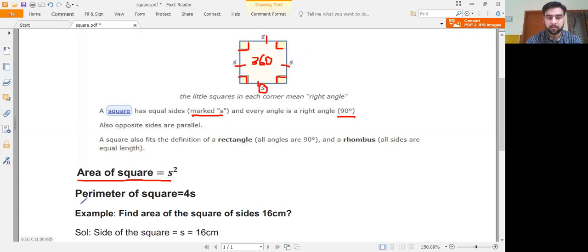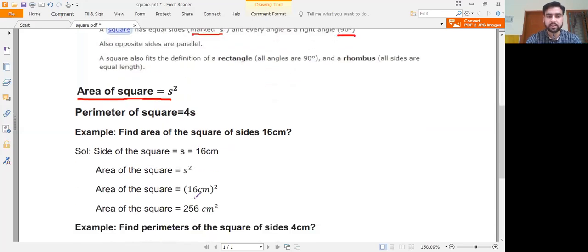Okay, and the perimeter of a square. What is perimeter? The sum of all sides of any closed figure is called its perimeter. Meaning adding all its sides: 1, 2, 3, 4, four sides, each named S. So adding all these sides we get 4S.